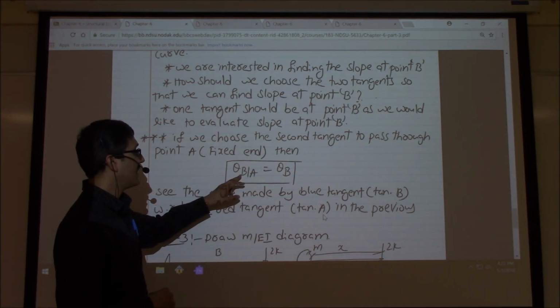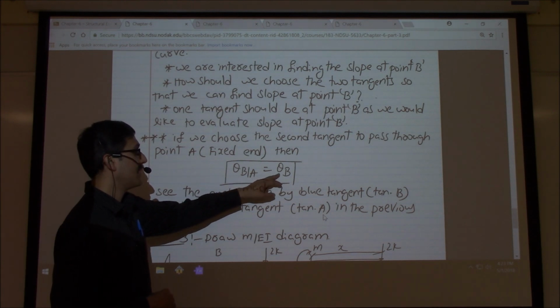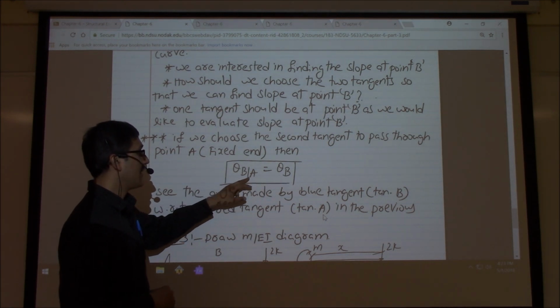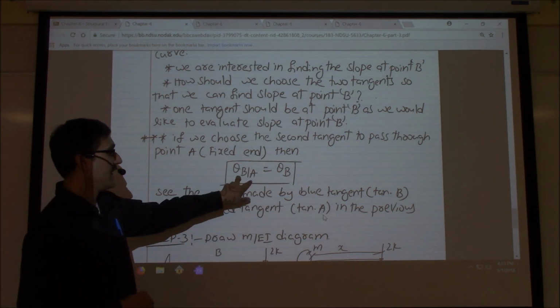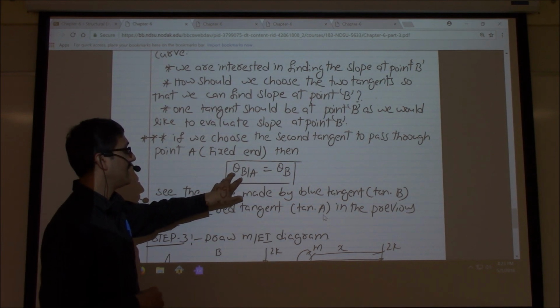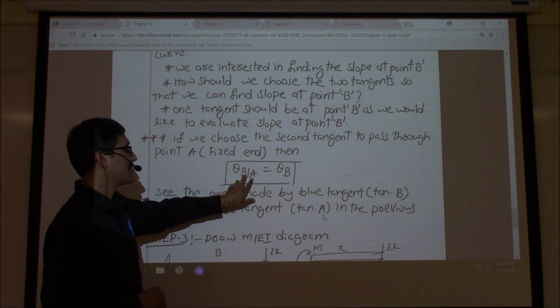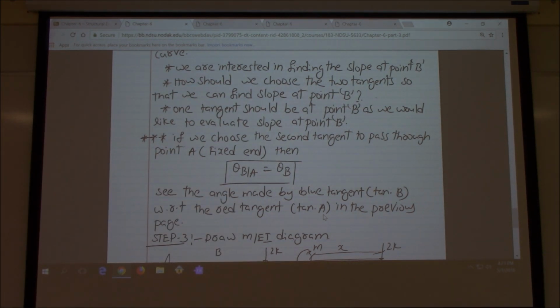That means the angle made by the tangent passing through point B with the tangent passing through A is nothing but the slope of the beam, because the tangent at A coincides with the x-axis or the undeflected beam. So if this is the case, how do I evaluate theta B by A? Whenever I want to evaluate theta B by A, I just have to go to moment area theorem number 1, look at these subscripts, and evaluate the M by EI area between these 2 points, and that is what I will do next.